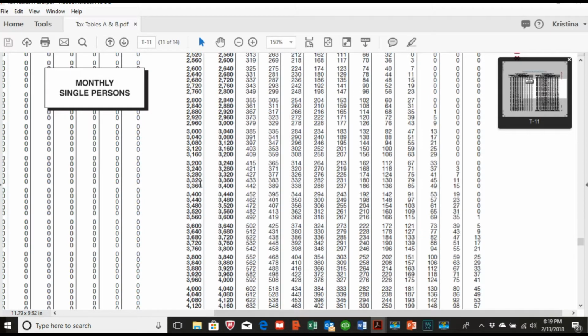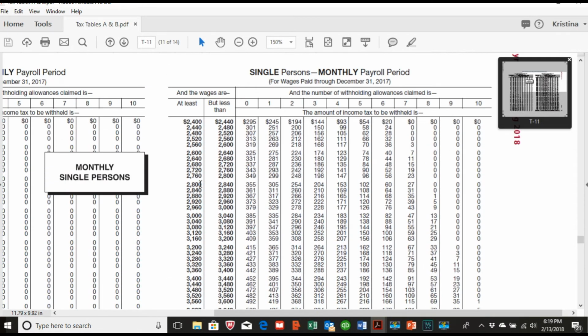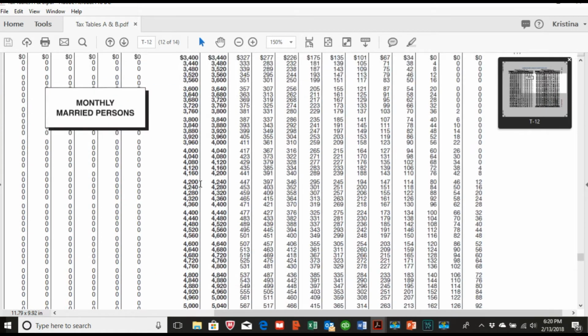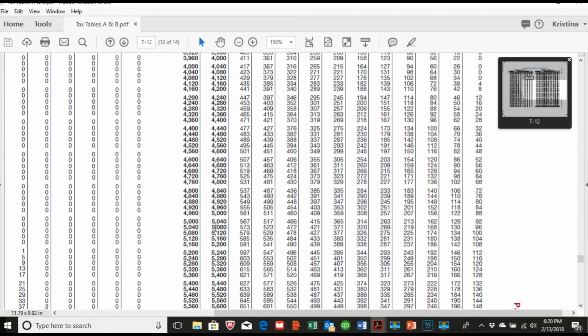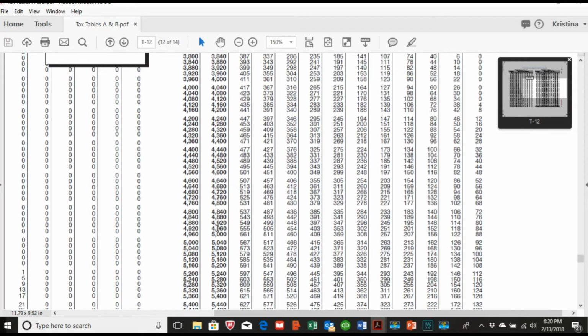and she earned $5,070. So let's come in here, just double check. We're on, oh, this is monthly single, she's married. So here's monthly married. 5,070 falls into here. And she claims 6 allowances. So let's see if I can do this relatively easily. So this is 0, this is 1, this is 2, this is 3, this is 4, this is 5, and this is 6 for $269.